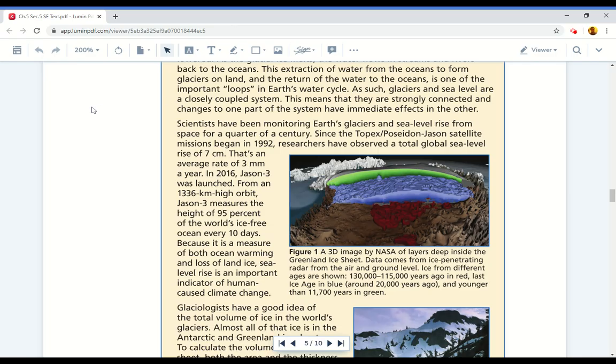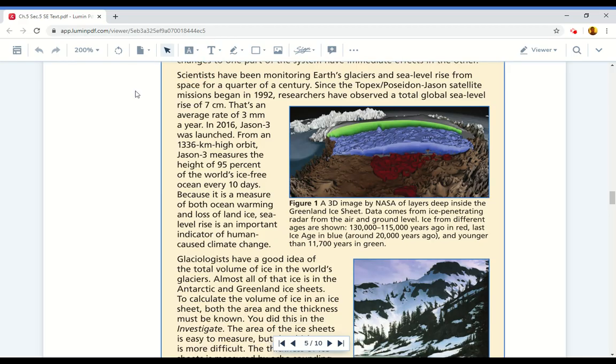As such, glaciers and sea level are a closely coupled system. This means that they are strongly connected, and changes to one part of the system have an immediate effect on the other.